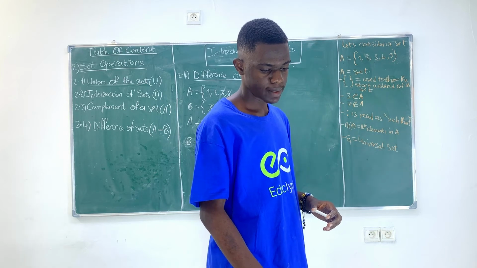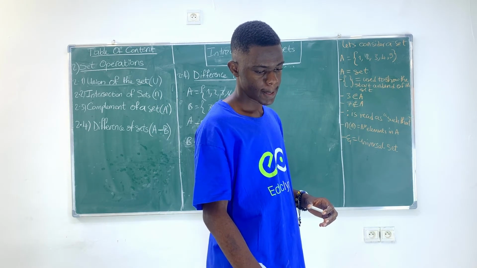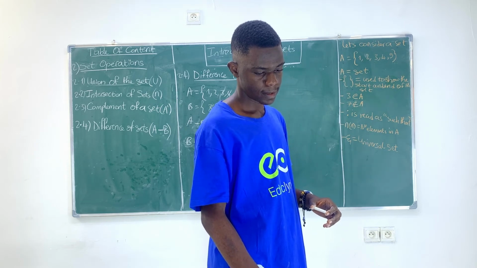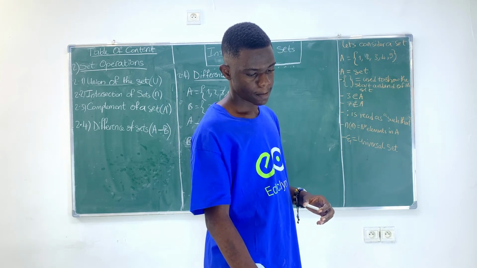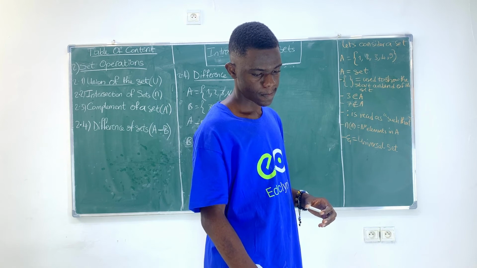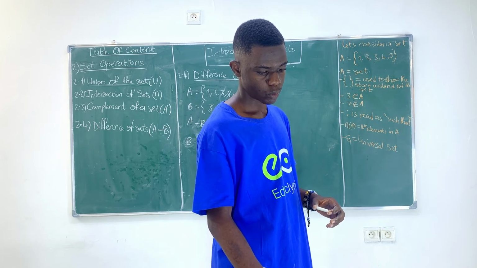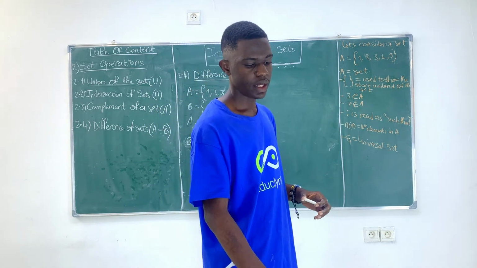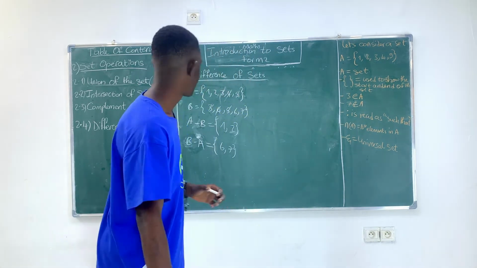So take another example. To take another example, we have A is the set of multiples of 3.